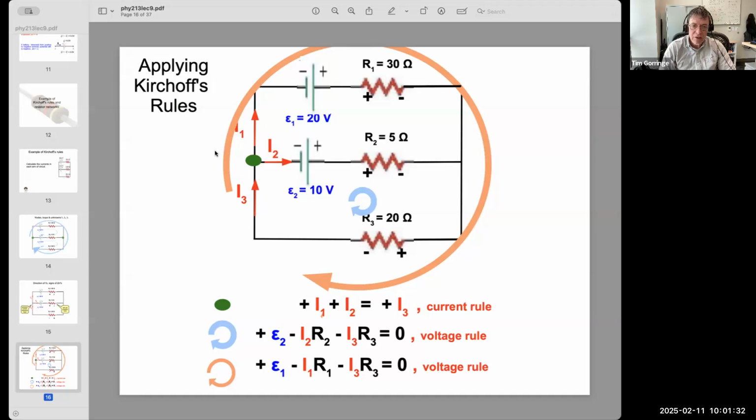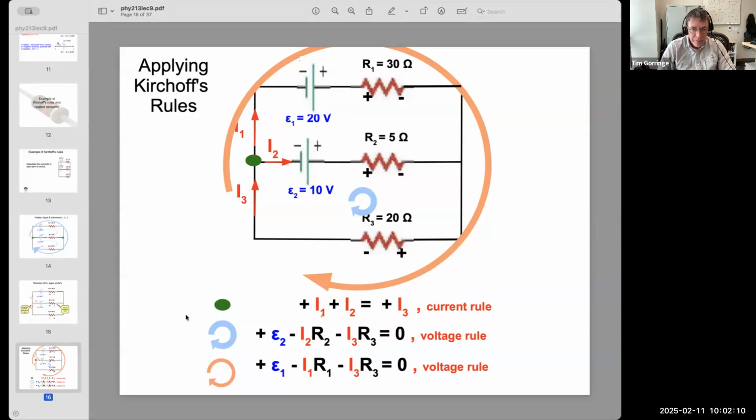Another choice I made, in addition to the directions of the currents, was the direction of the loops. I walked clockwise around the loops. I could have chosen to walk counterclockwise. It doesn't matter. You'll just reverse every sign if you walk counterclockwise compared to clockwise, but the equation will actually have the same form. So it doesn't matter whether you choose clockwise or counterclockwise. I just chose clockwise. Okay.